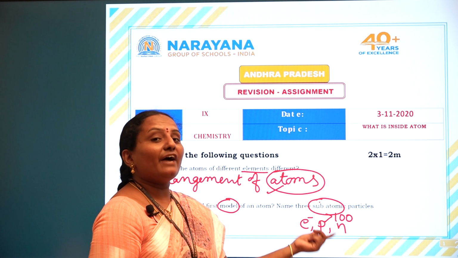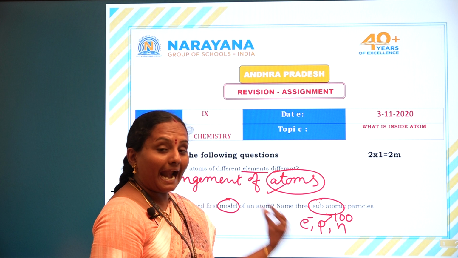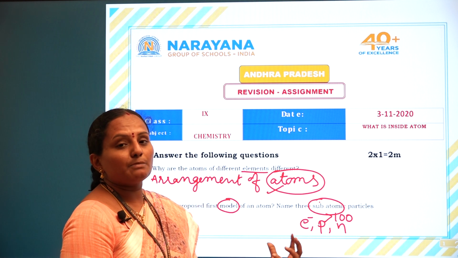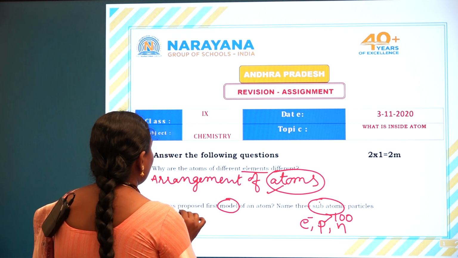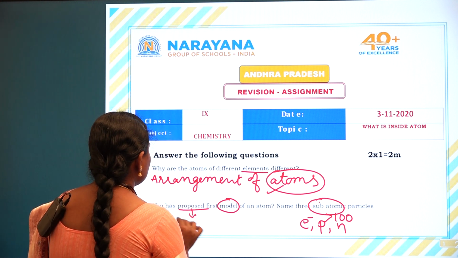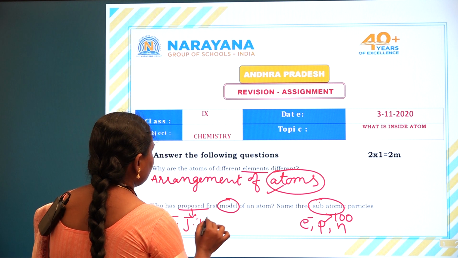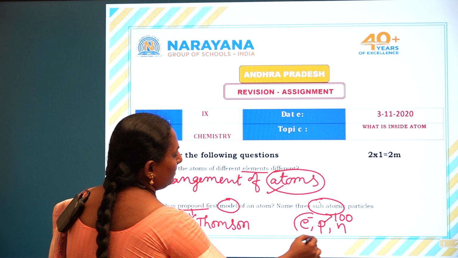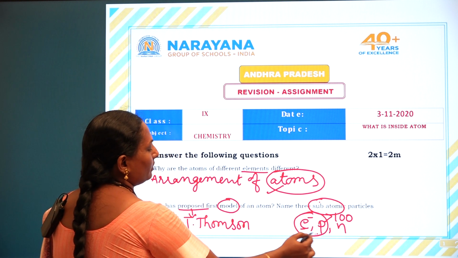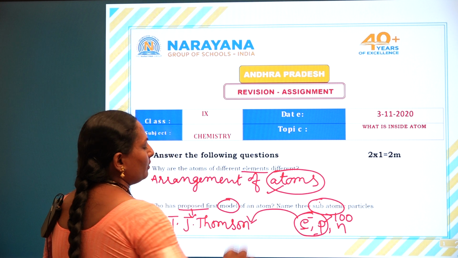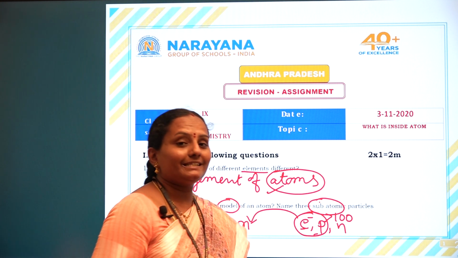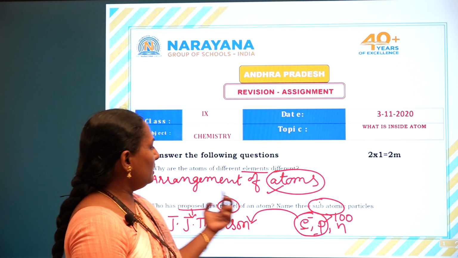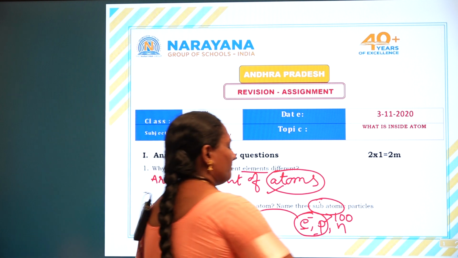The arrangement of these fundamental particles in an atom, which reveals the structure of an atom, was first proposed by the scientist J.J. Thomson. At the time, only 2 fundamental particles had been discovered, electron and proton. So the arrangement of electron and proton inside the atom was explained by J.J. Thomson, and it is termed the first atomic model. So we will go for the next question, the third question.